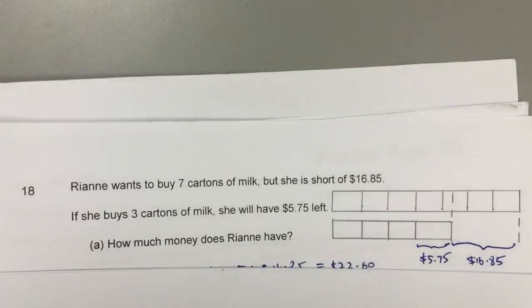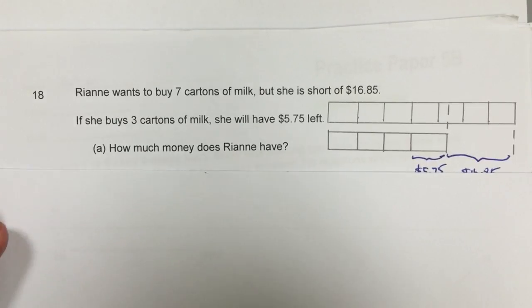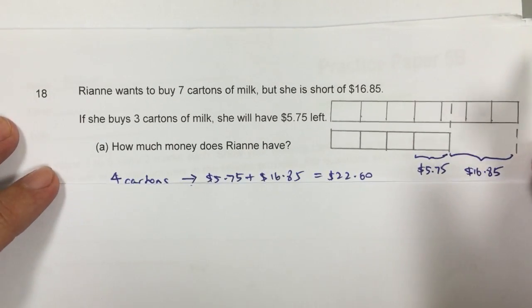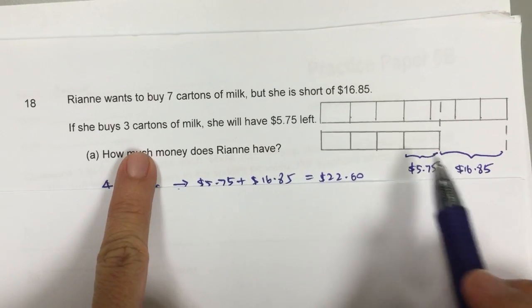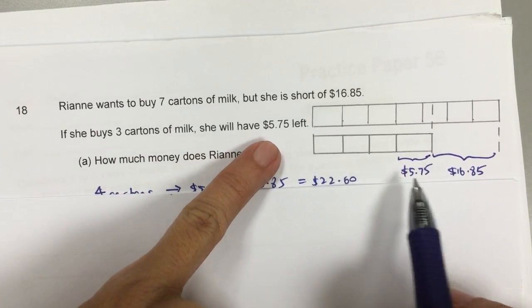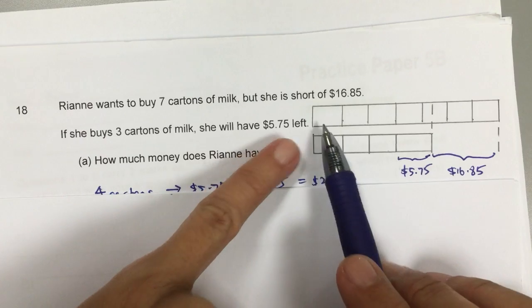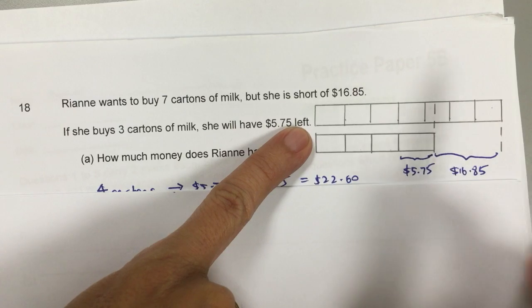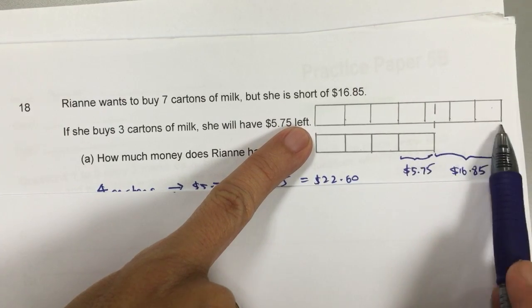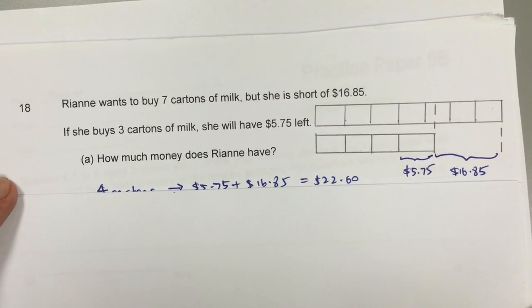Question 18, last question. Rainy wants to buy 7 cartons of milk, but she is short of $16.85. If she buys 3 cartons, she will have $5.75 more. So if I buy 3 cartons, I have this extra. If she wants to buy 7 cartons, 1, 2, 3, 4, 5, 6, 7, she is short of $16.85. How much money does she have?